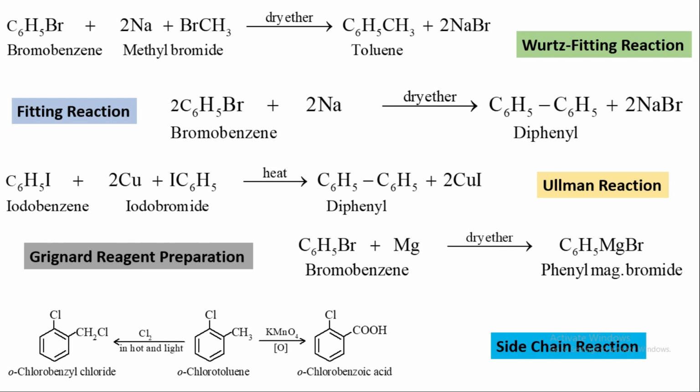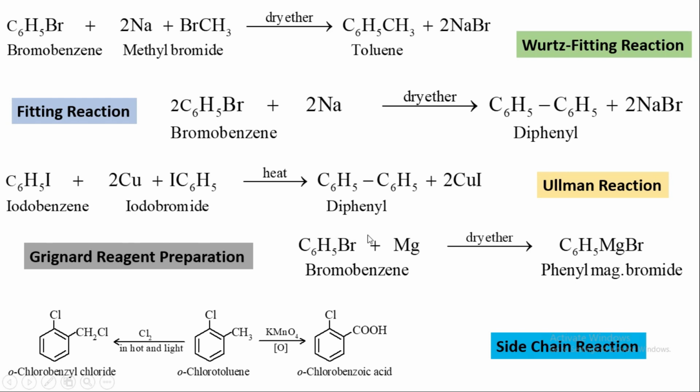There are further reactions. The first reaction is the Wurtz-Fittig reaction, to prepare toluene. If we use bromobenzene and methyl bromide, one an aryl halide and one an alkyl halide, we will get alkylbenzene, so this is toluene. It is known as the Wurtz-Fittig reaction. In the Fittig reaction we take 2 moles of bromobenzene and sodium metal in dry ether, and we get diphenyl as a product. One more competitive reaction is the Ullmann reaction, in which we take 2 moles of iodobenzene in presence of copper metal. Just with heat we again get diphenyl.